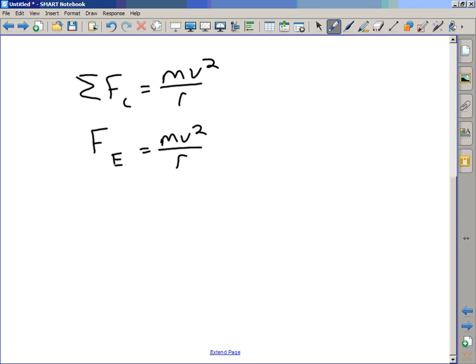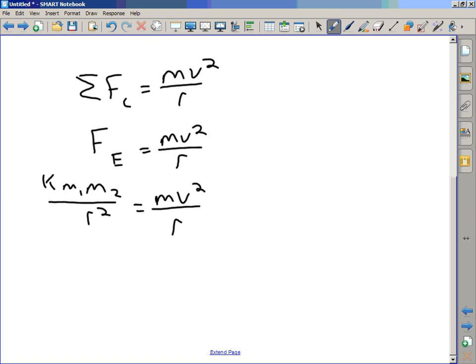If I didn't have that previous step in there, you'd end up doing this, right? You'd end up putting in K M1 M2 over R squared equals M V squared over R. Have we worked problems like this with universal gravitation and orbiting things? Have we worked problems like that? No? We'll go back and do one.